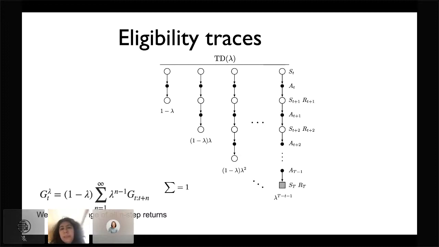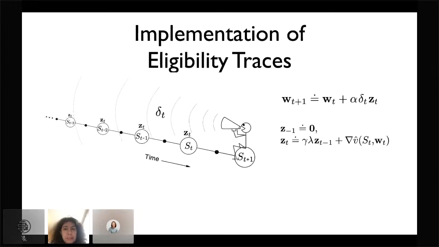And the reason to introduce this is really computational. This kind of return can in fact be updated and TD errors can be propagated at every time step in an agent's trajectory. Without going into too much detail, I just want to emphasize this implementation of eligibility traces, which is the backward view.